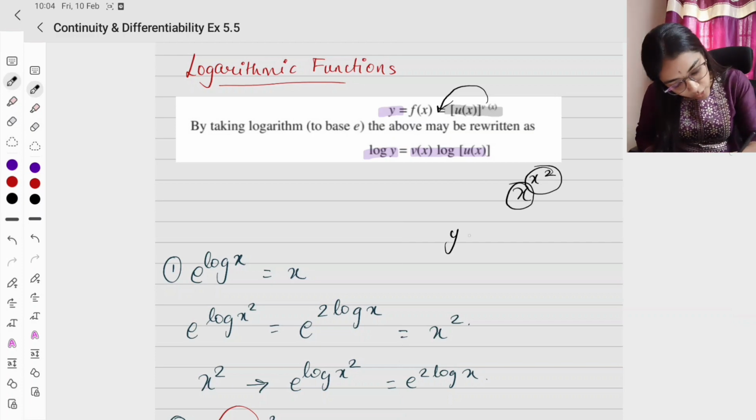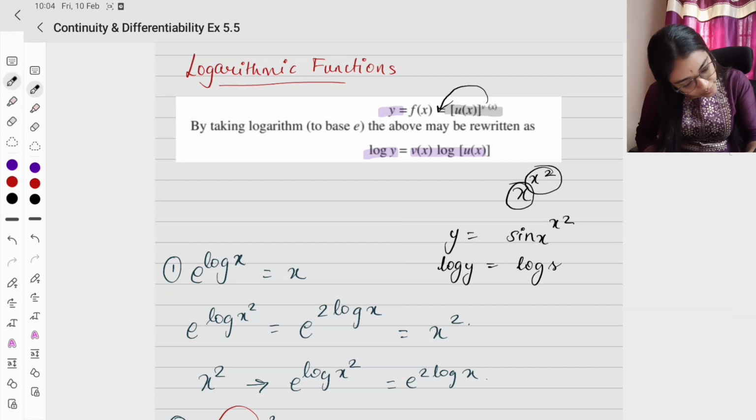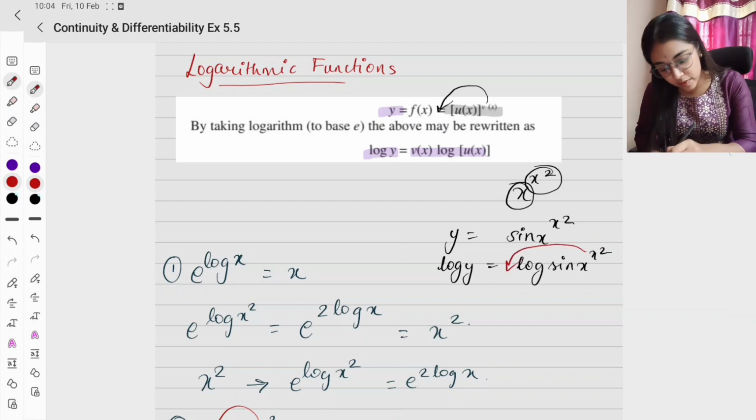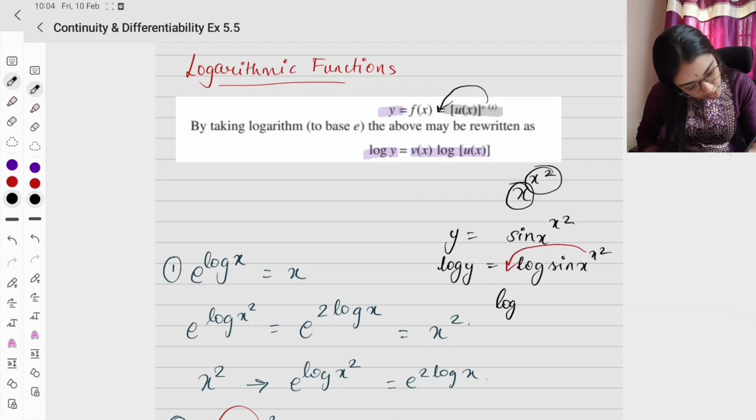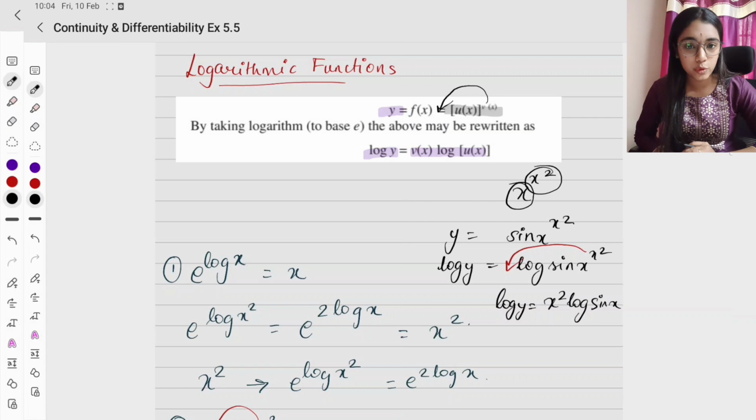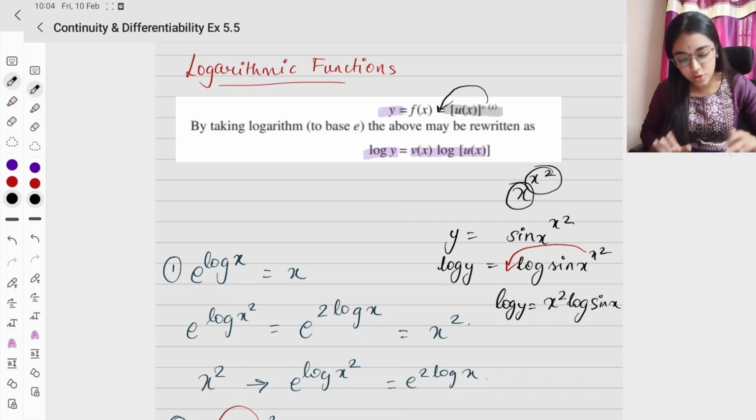Okay? When you have y is equal to, for example, sin x to the power x square, you can rewrite this as, when you take log on both sides, log of sin x to the power x square. So this particular power comes down. So when this power comes down, what will you have? Log y equals x square times log of sin x. So whenever you are taking log on both sides, the power comes in the front. Okay. So this you have to understand.